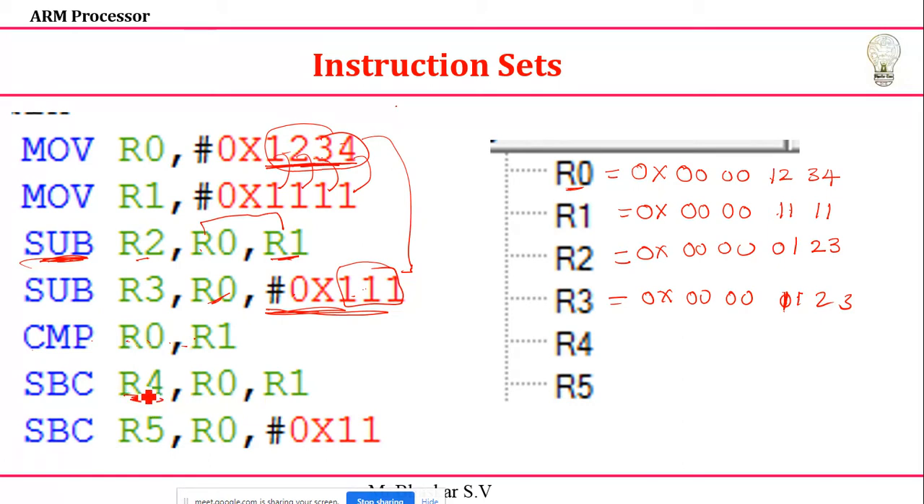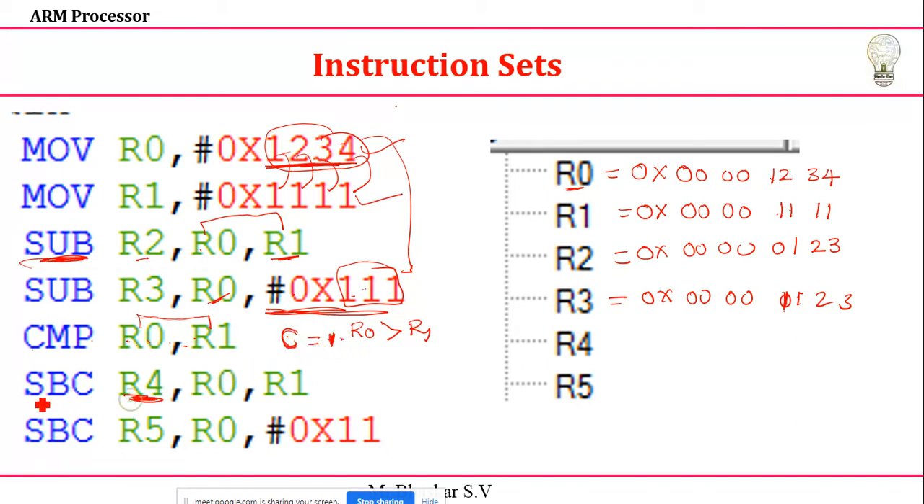Last class, we discussed the same program. If you do the compare operation, I am doing compare R0 with R1. If you do R0 with R1, what is the C value? Because R0 is greater than R1, then the C value is 1, right?